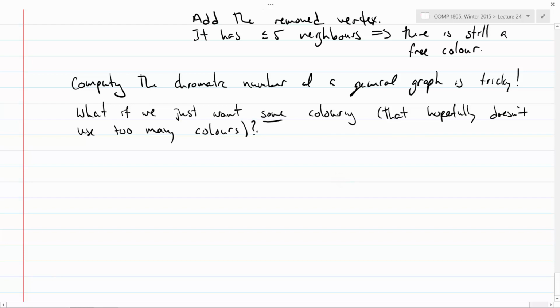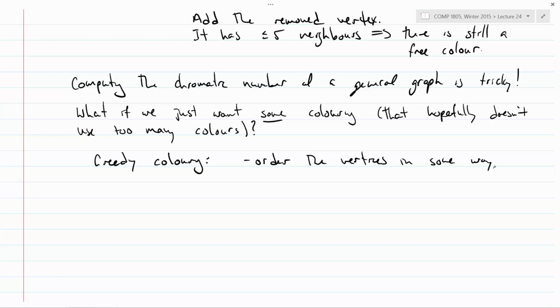And that's something we're a little bit better at doing. One thing you can do is what's called the greedy coloring. The way it works is you order the vertices in some fixed way. You go through all the vertices and say, you're first, you're second, you're third, you're fourth, you're fifth, and so on. You could just go alphabetically, that's fine too. But the point is you need some fixed order. And then you go through and you assign each vertex in sequence the smallest available color not already used by one of its neighbors.